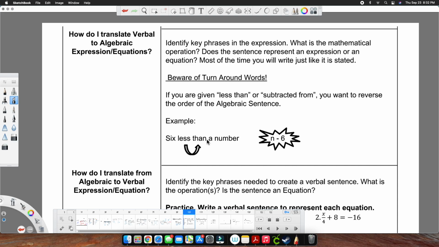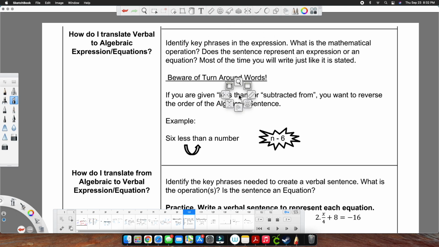So an example could be 6 less than a number. So we have less than, it's saying it's 6, and we're taking that away from this number. So we want to make sure we write n minus 6, not 6 minus n. That would change the expression. So in this case, this is just an expression. There's no equal sign. Okay. What's the mathematical operation? Less than means subtraction. Right. So I'm just going through and answering some of the questions that were up above.